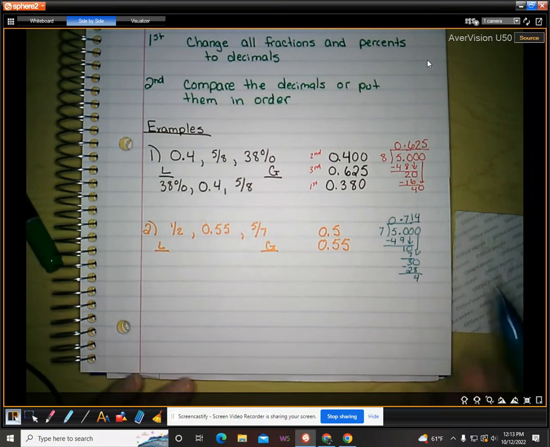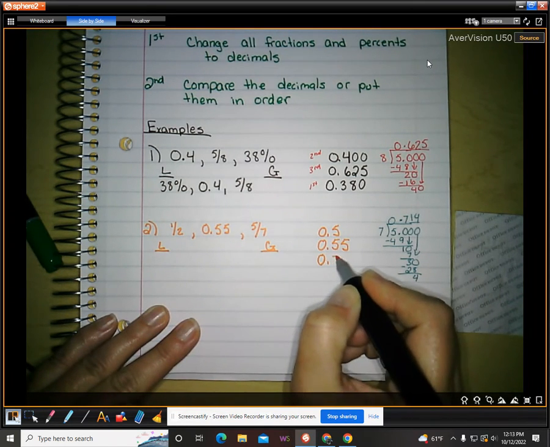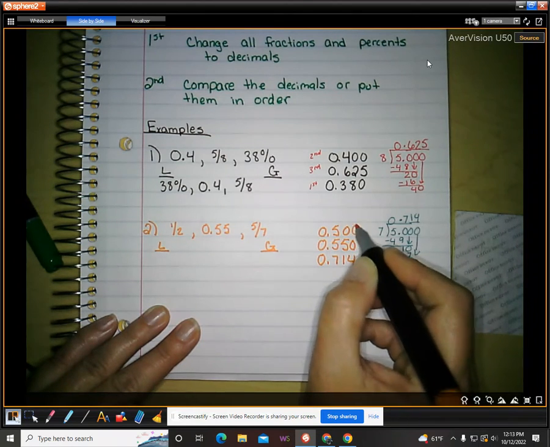You can stop at the third place value. There's no reason to keep going. You can compare with what you have. So 5/7 is 714 thousandths. So again, I prefer to fill my spaces.